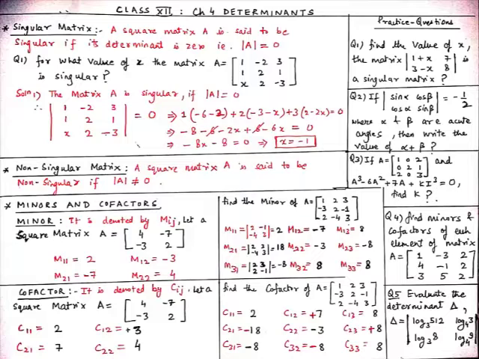And now for M22, take A22 element, which is 2. Now hide row R2 and column C2 completely. So the remaining elements are 1, 3, 2 and 3. And its determinant is 3 1s are 3 and 3 2s are 6. So 3 minus 6 is minus 3.